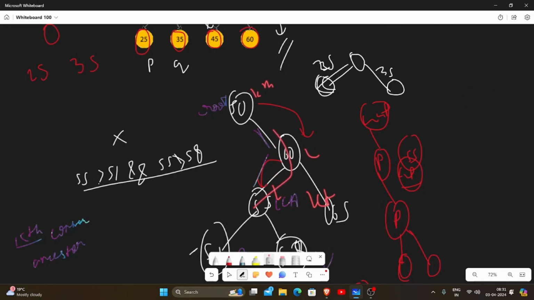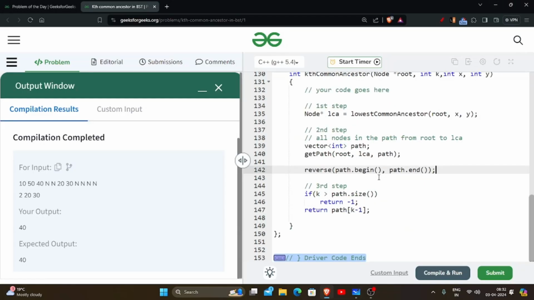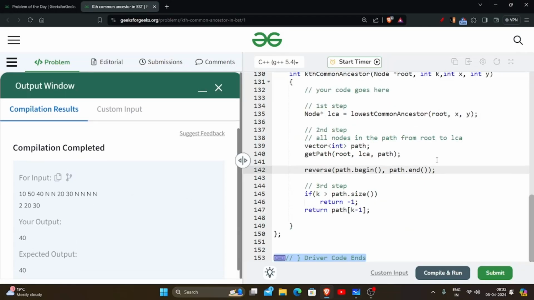So if I reverse this, then I would actually get the path from LCA to root, and that makes my job easier, and I can just return k minus one. Otherwise, you can iterate from behind and things like that, but that makes it complicated. So when we can do a reverse, we should do it. Okay.